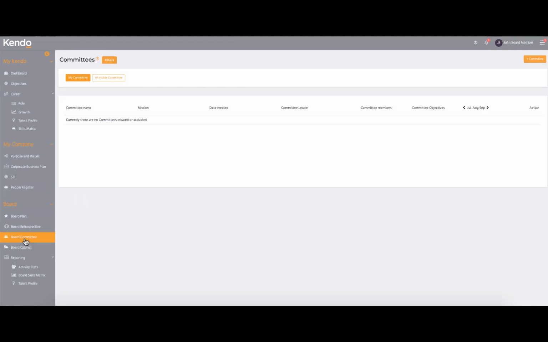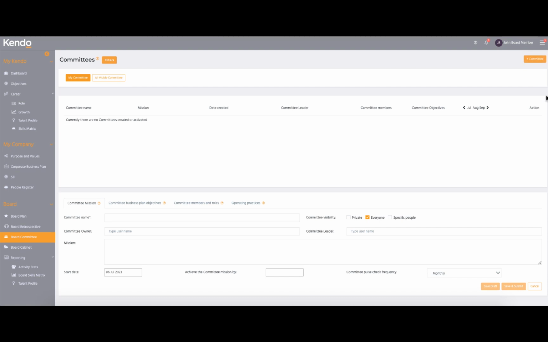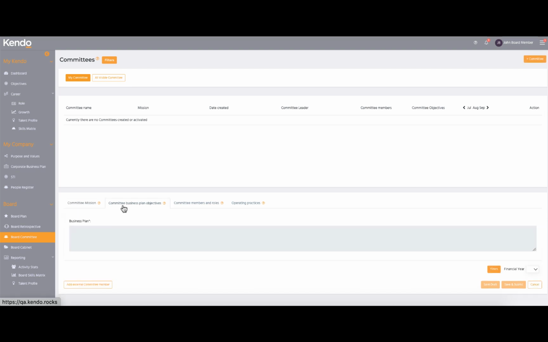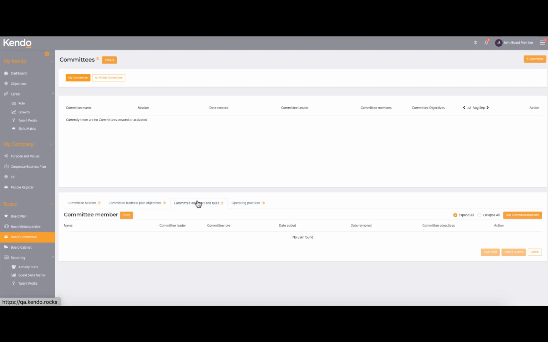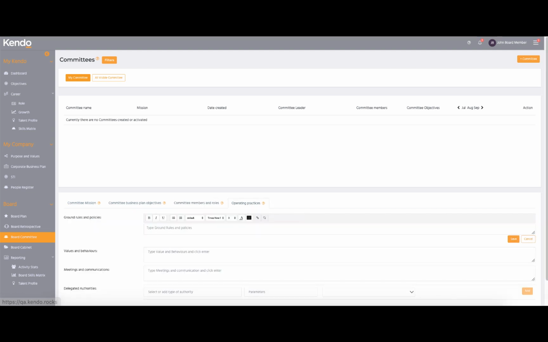Kendo also allows the creation of board committees, for example, audit, risk, remuneration, or investment committees. Committees operate like teams and should have a defined and agreed mission to fulfill, have defined outcomes to achieve, clearly defined roles, and agreed ways of operating. These components can all be set up through the board committee function in Kendo.